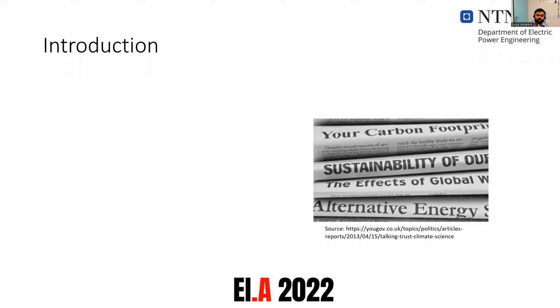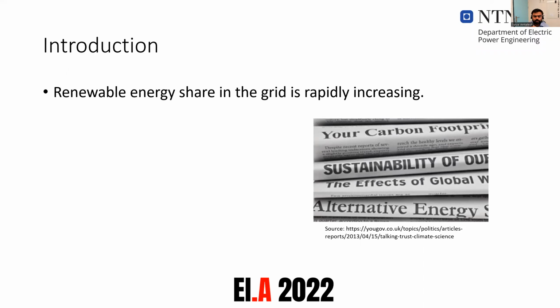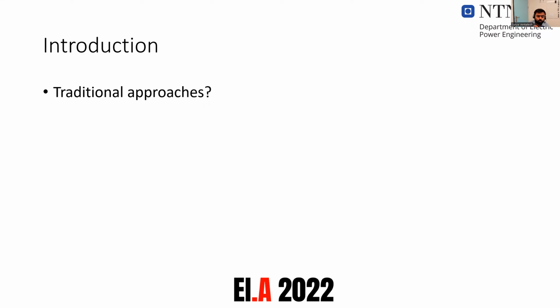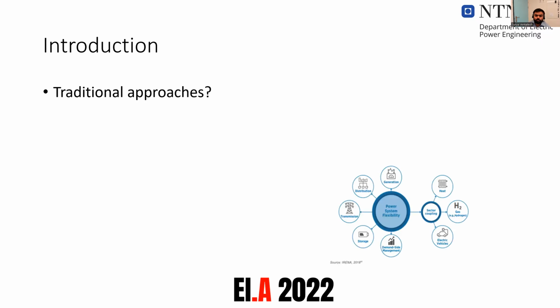It is very well known that the renewable energy share in the grid is rapidly increasing. However, the intermittent and distributed nature of the renewable energy poses some threat to the grid stability. So, are traditional approaches alone enough to solve these challenges? Absolutely not. We need a combination of different solutions to achieve 100% renewable share in the grid, among which demand-side flexibility has a lot of potential and is also cheaper if tapped efficiently.